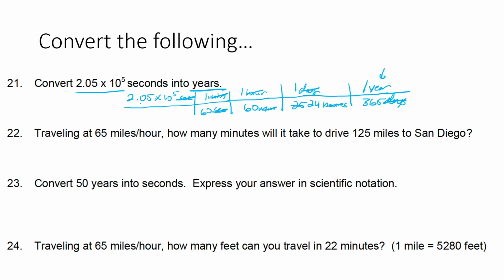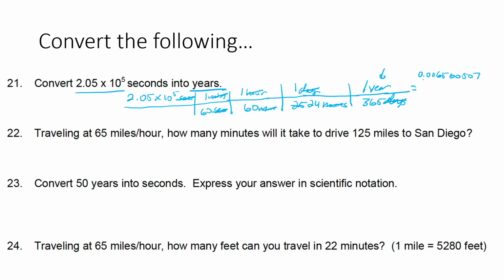All I have to do now is multiply the 2.05 times 10 to the fifth all the way across, which is all ones, and then multiply the 60 times 60 times 24 times 365, and then divide the 2.05 times 10 to the fifth by the product of the bottom numbers, right? And so the answer you should get on the calculator is something like 0.00065, but we know that's not right because there are too many sig figs there.